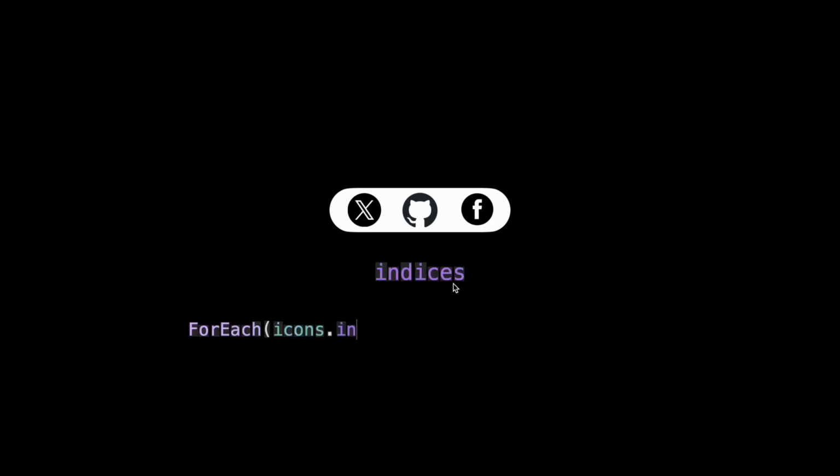I want to start by explaining how this animation works and what we need to make it. So first, we make the first rectangle smaller. After that, the icons will appear one by one. To make this animation, we need to use indices. We can use indices inside the ForEach.